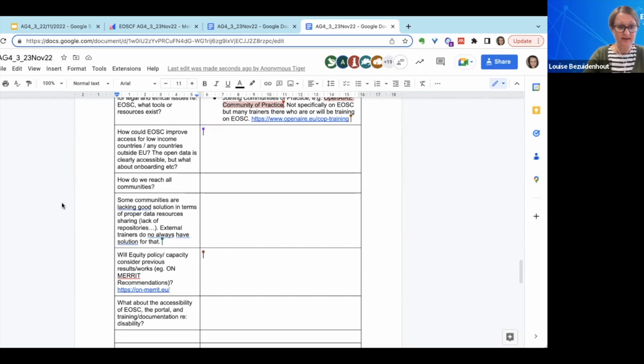So moving on, how could EOSC improve access for low-income countries or any countries outside the EU? The open data is clearly accessible, but what about onboarding, etc.? The person who wrote this question is definitely tapping into something that I'm very passionate about, which is the inclusion of low-income countries into the open science ecosystem.